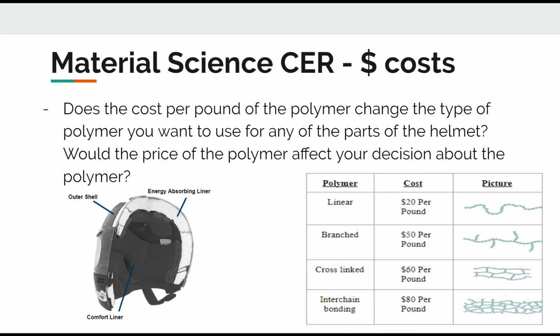Are you sitting here and going, holy cow, my helmet is going to cost way too much money because I used a lot of interchain bonding and that's way too expensive? So does the price of the polymer affect the decision that you made about each of these types of polymers and the choice that you had originally? Would you change your mind based on the costs?